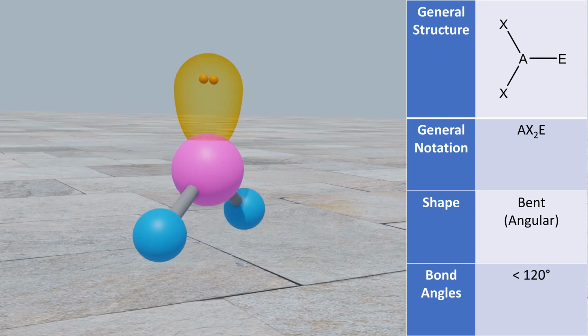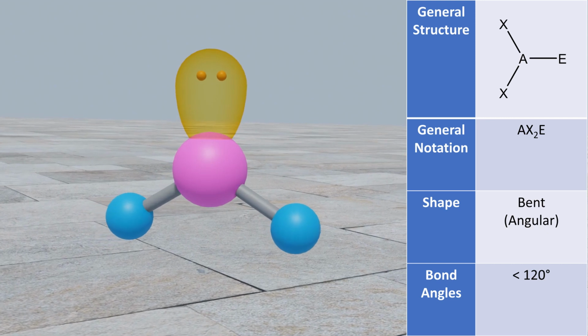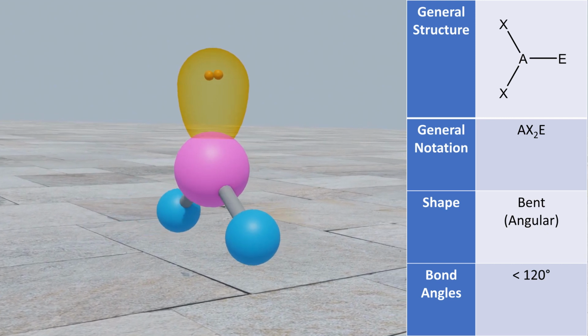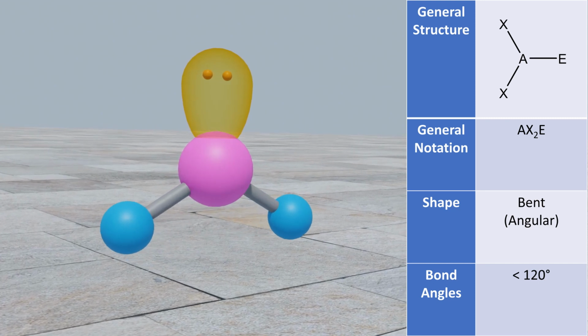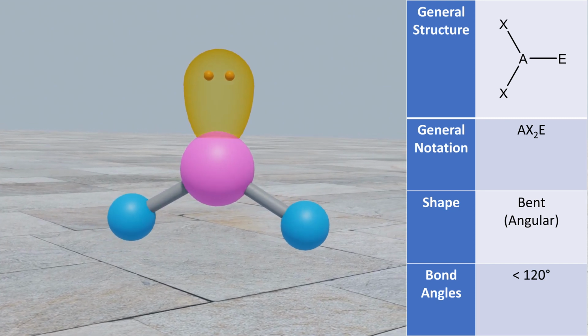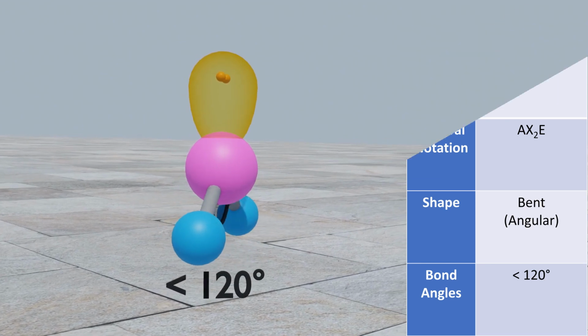Since lone pair electrons are attracted to only one atomic nucleus, they are held less tightly than bonding electron groups. This means their electron clouds occupy more space and exert more repulsive force on the bonding electron groups than those groups exert on each other, so the bond angle is less than 120 degrees.